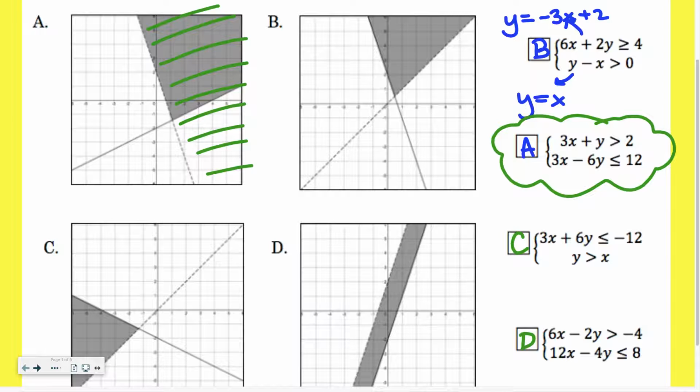If we pick a point, doesn't matter, let's say 0, 0, and we plug it into this second one, 3 times 0 minus 6 times 0, is that less than or equal to 12? It is, which means 0, 0 satisfies this inequality, and we would have to shade towards it for that inequality. Well, what is actually shaded on our graph? Where they overlap. Okay?